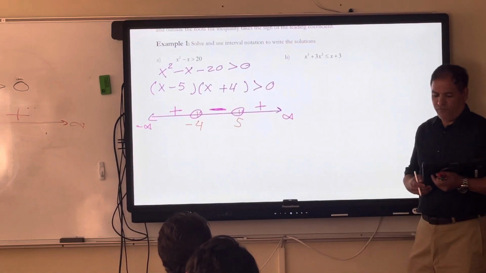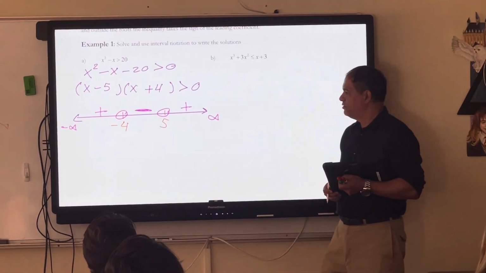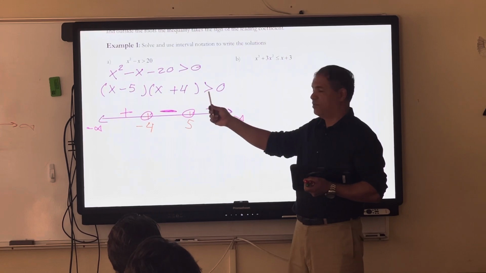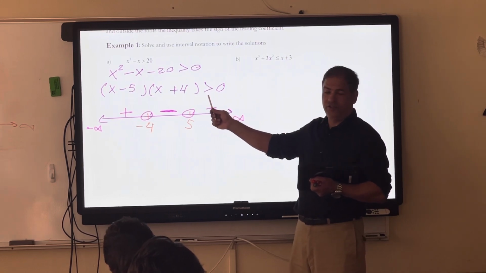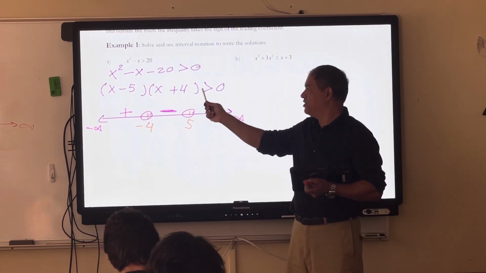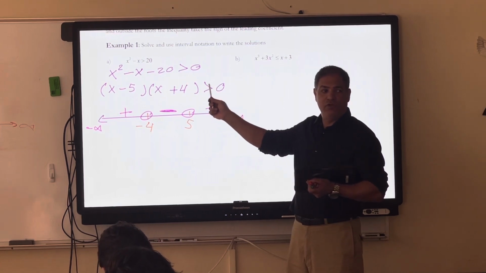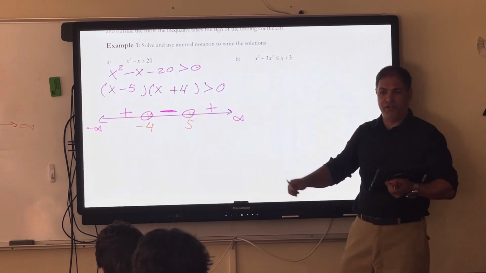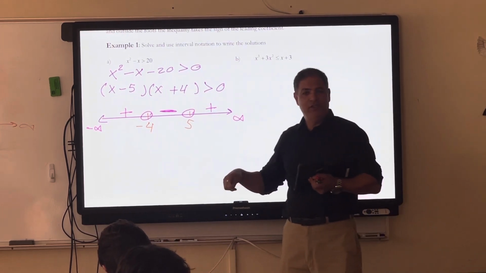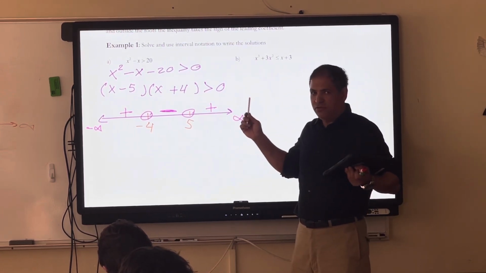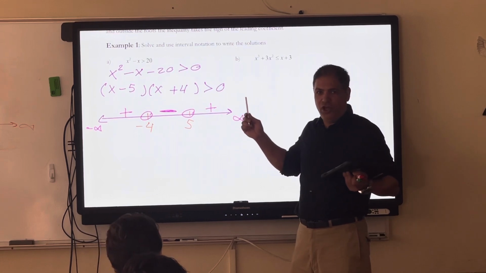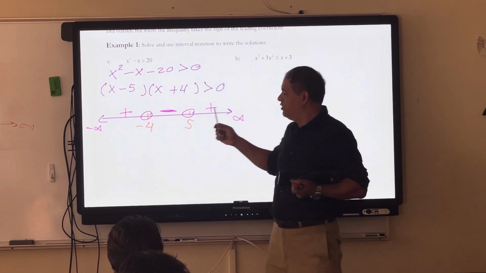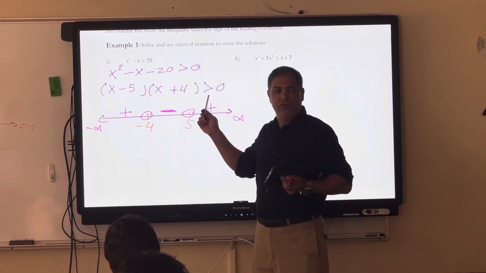What are we looking for here? Pluses or minuses? Pluses. Why? Yes, because it's greater than 0. If I change this to less than 0, then what do we look for? Negatives. So in this case, positive. Do not assume that you need the positives just because it has to be positive. No, that will depend on your inequality.